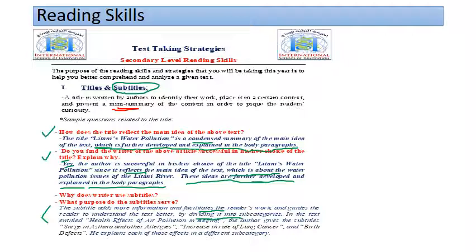Remember the causes? We talked about logging, we talked about cattle and ranching, those were all written as subtitles. Why? For the author to organize the text for you so it would be easier for you to read. Okay, so in the text entitled Health Effects of Air Pollution in Beijing, which is the capital of China, the author gives the subtitles Surge in Asthma and Other Allergies, Increase in Rate of Lung Cancer, and Birth Defects for each part of his text. He explained each of those in a different subcategory. Okay, so this is how you would answer a question about subtitles.